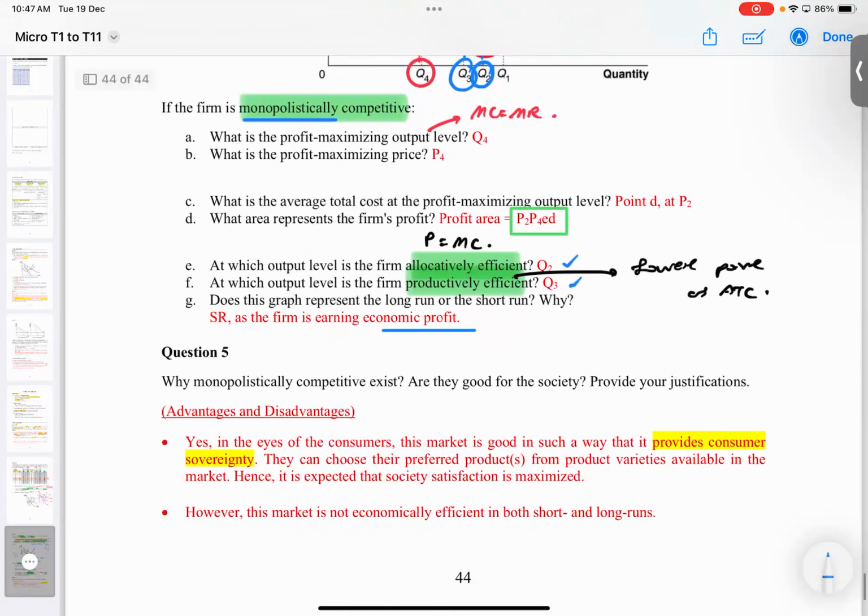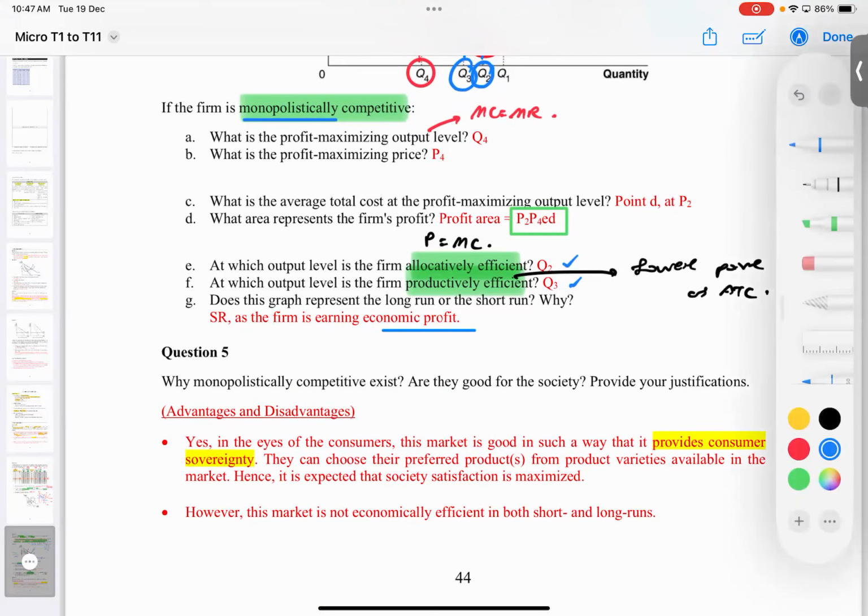Okay, next one over here. Now, why do monopolistic firms exist? Are they good for society? Provide your justification. So again, this one is a bit like advantages and disadvantages. Okay, advantages and disadvantages of monopolistic firms.